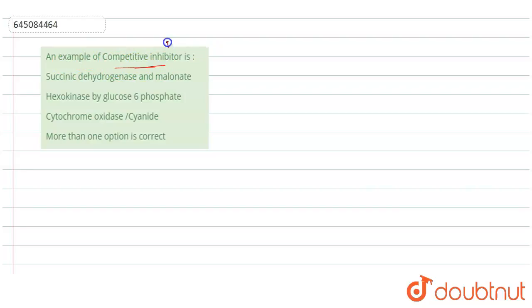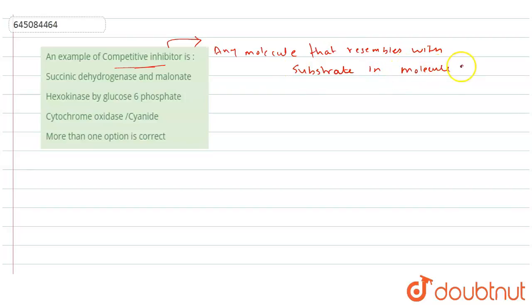The question here is: an example of competitive inhibitor is. So, what happens in the competitive inhibitor? When does this occur? When any molecule that resembles the substrate in molecular structure, okay? This type of inhibition is called competitive inhibition.